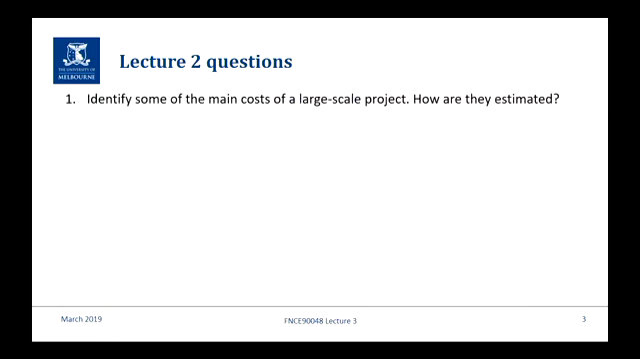Identify some of the main costs of a large-scale project. How are they estimated? This is one of those coverage questions. It covers what we did last week. If I was asking it on an exam, I wouldn't say a large-scale project. I'd say a power plant project or a gold mining project or a toll road project or something like that. But I've not done that here, so what are the main costs?